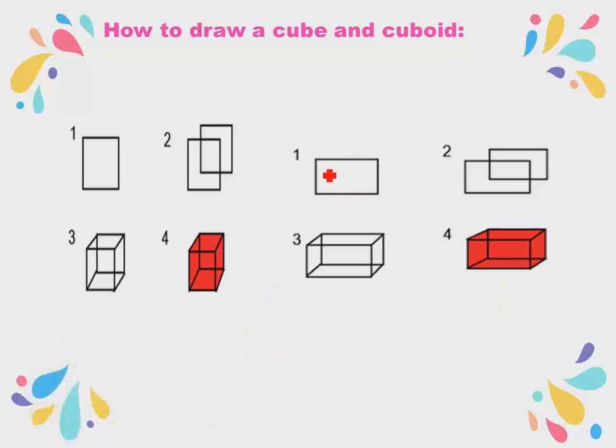Now similarly, this is a rectangle. Again at the back I am placing one rectangle, and then what you have to do? You have to join the vertices. This is the cuboid. Understood children? This is how to draw a cube, and this is how to draw a cuboid. Understood? This is the depth of a cube and this is the depth of a cuboid.